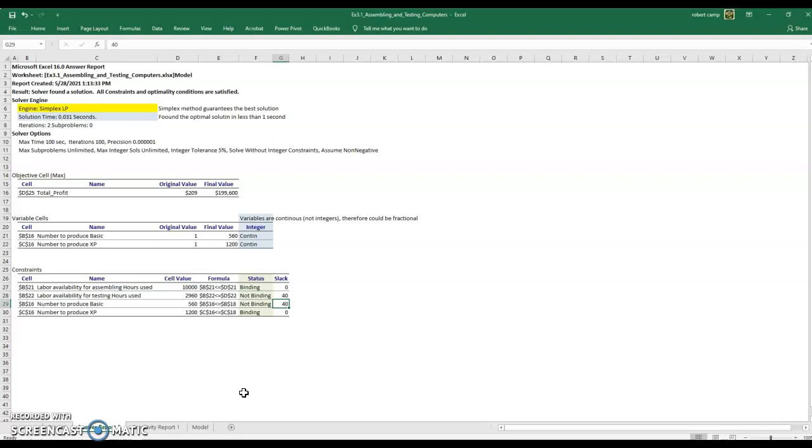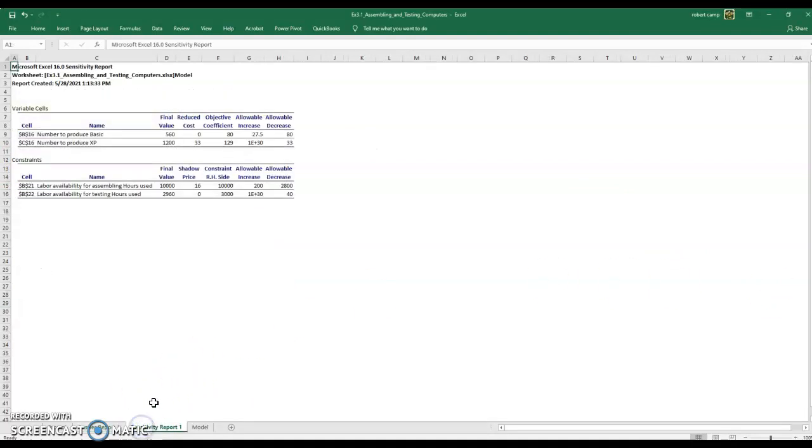We could sit there as a company, as somebody that's running the operation, and go, well, what do I need? What resources do I need to free up so I can sell that other 40 computers? Because we have that unsatisfied demand. And so as you go through this, we'll be using this as a critical thing to realize what the binding and non-binding constraints are, so we can optimize what we are doing. So let's go and let's look at the sensitivity report.